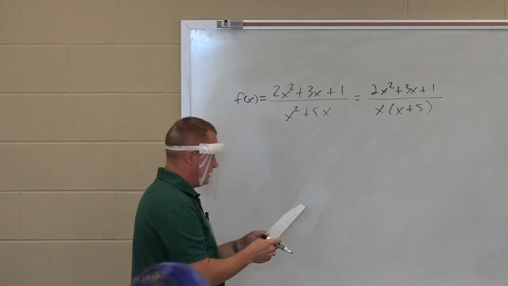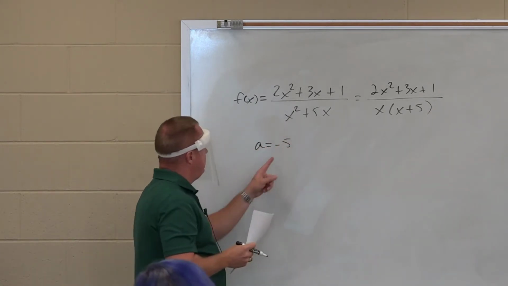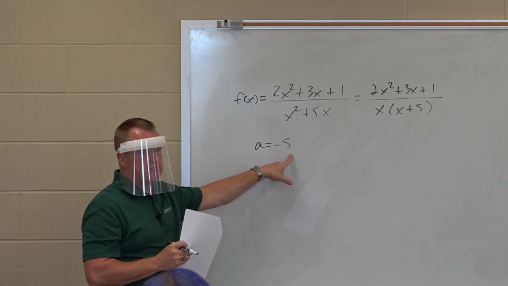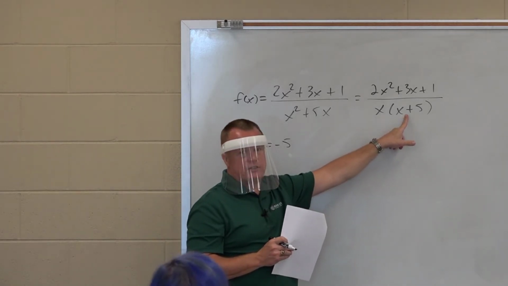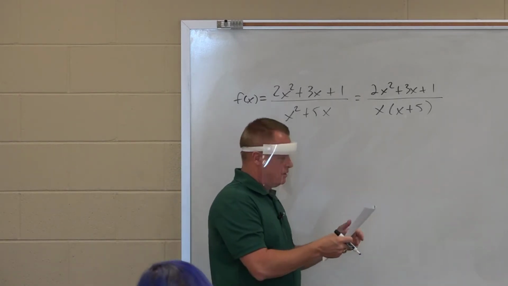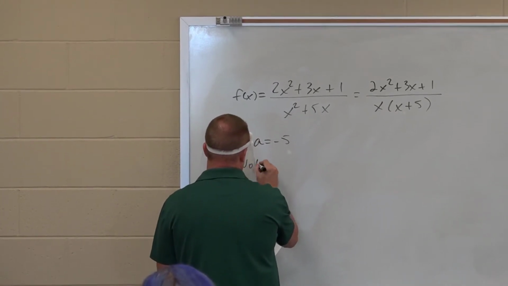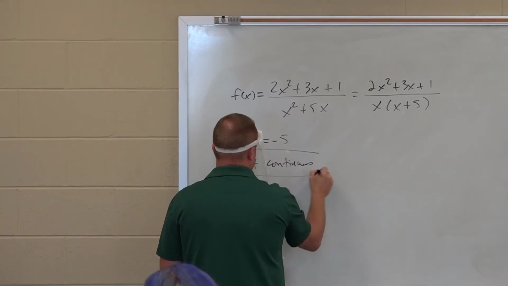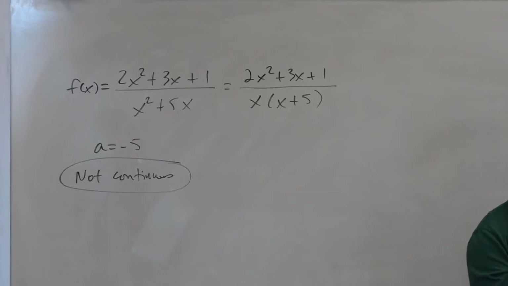Okay, so the question is, is it continuous at a equals -5? So when x is -5, is it continuous at -5? Nope, because it makes the bottom 0 right there. That's going to be a vertical asymptote. So I would say the function is not continuous there. Okay, questions about that?